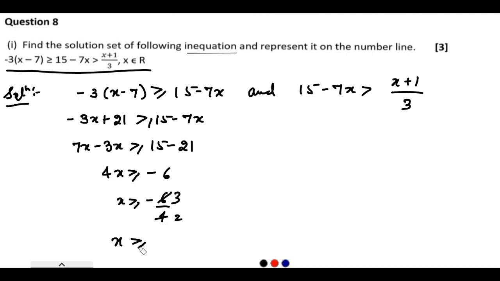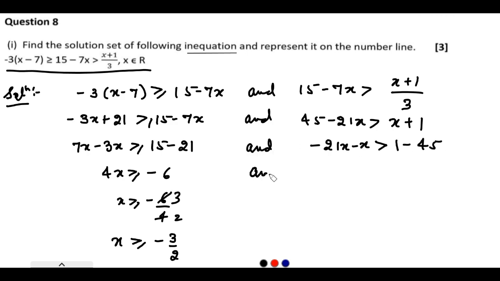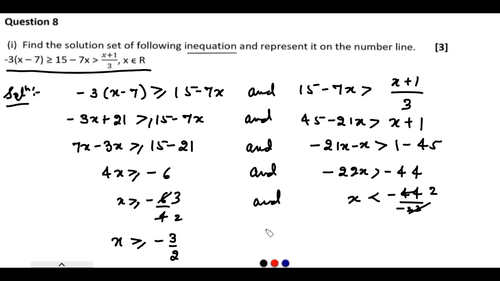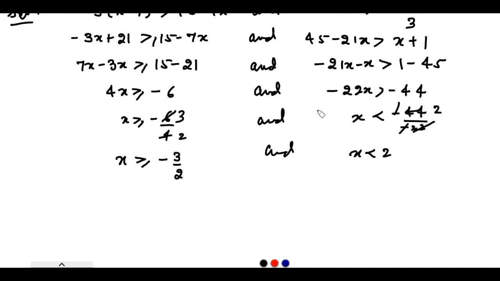Solution of first inequation is x is greater than or equal to minus 3 by 2. Now we are solving second. Now we are dividing by minus 22, a negative number, so the sign will be reversed. Solution of this inequality is x is less than 2. Now we are combining these two solutions, means solution of given inequation is x is greater than or equal to minus 3 by 2 and less than 2. This is our final answer.